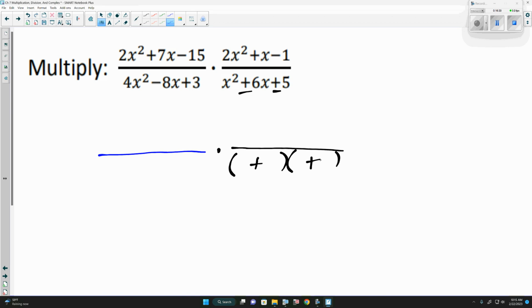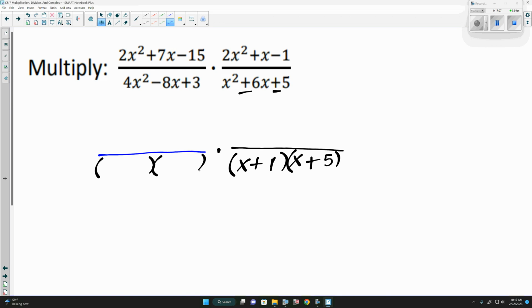Now the factors of x squared are x and x. Those are the only factors of x squared. And our factors of 5 are 1 and 5. And if we did check this here, we would get a middle term of 6x. So these are the correct factors. Now we just need to pick another one to factor. We can do it next.